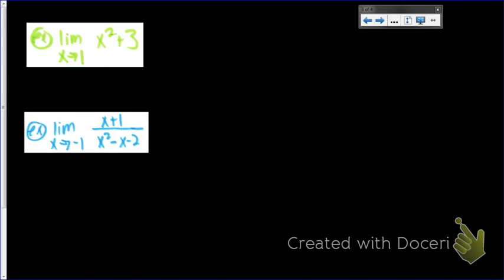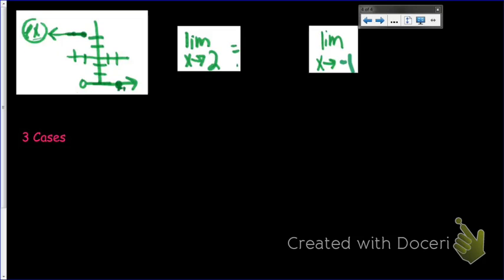Now the last one we're going to look at, so what I have here is a piecewise function, and it's just showing us the graph. So remember, piecewise functions you learned about in Algebra 2, that's where you have a certain function in one section of your graph and a different function in the other.